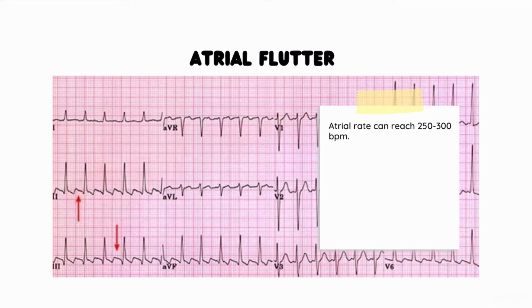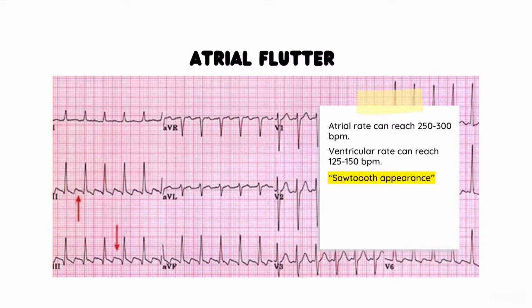Of course, the AV node cannot respond to each of these signals. Rather, the AV node responds with regular ventricular beats following a fixed number of atrial signals. However, this still translates to a ventricular rate as high as 125 to 150 beats per minute. On ECG, this leads to a sawtooth appearance of the P waves.